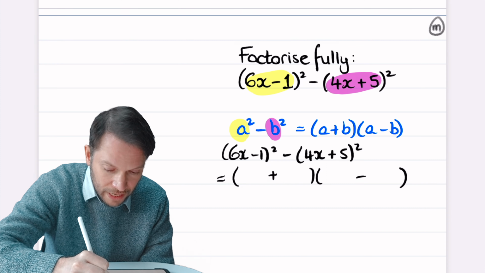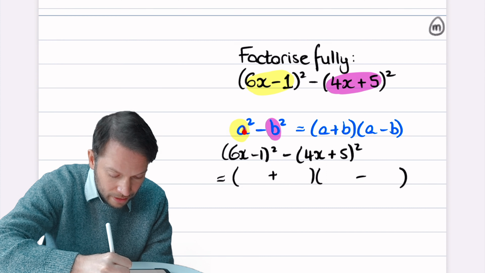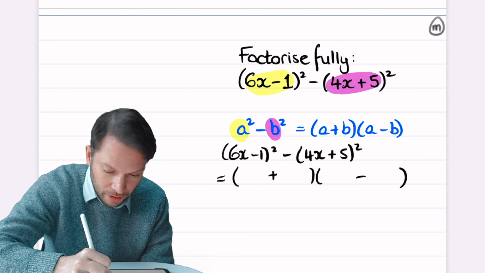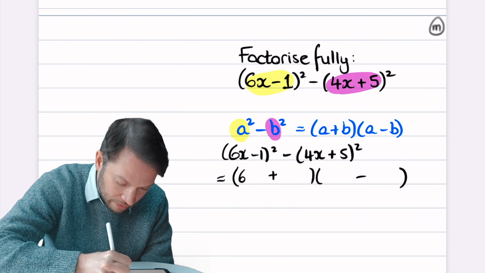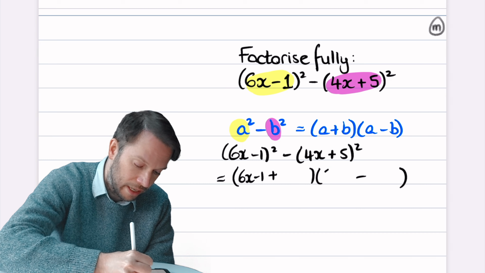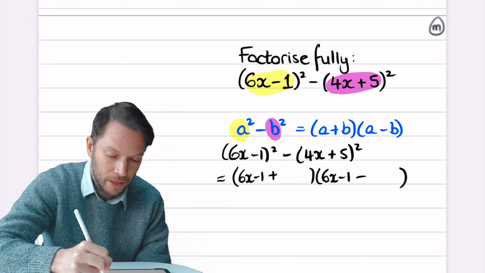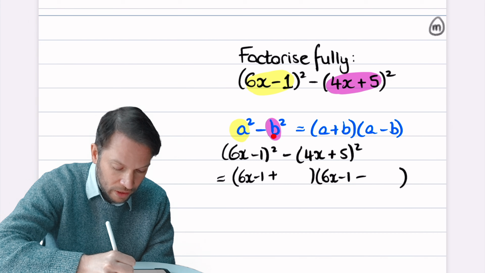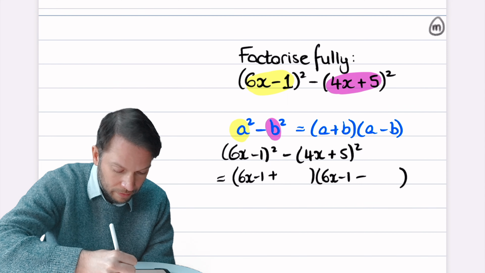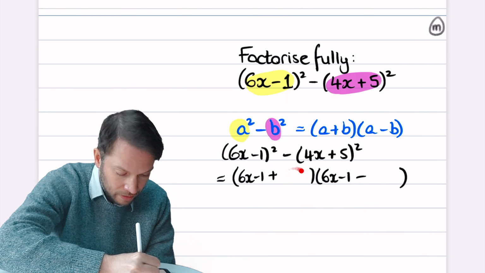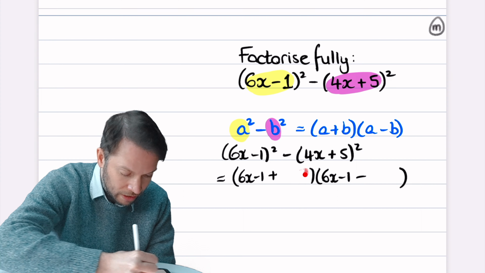And then, as we said, we're going to make the a here the 6x minus 1. So we're going to put 6x minus 1 as the first thing. There's no need to put a bracket there around the 6x minus 1. And then the b, we said we're going to make the 4x plus 5. So the b here and here, we're going to make 4x plus 5.